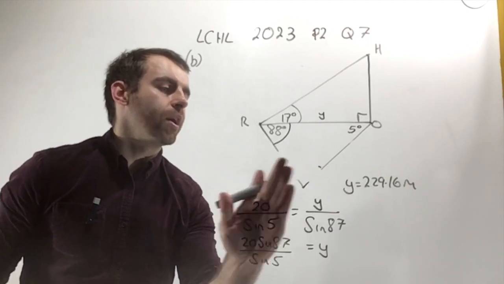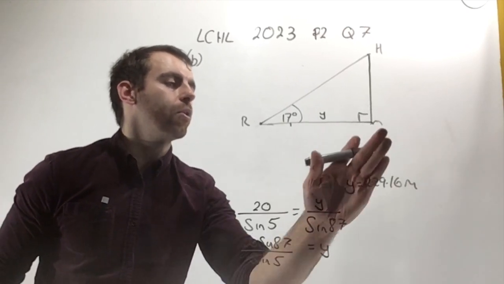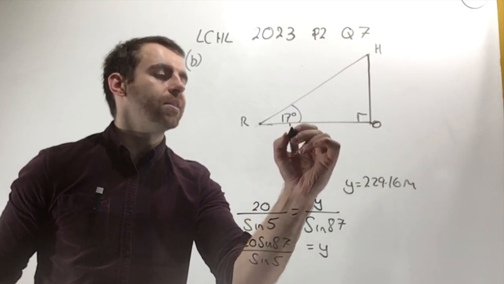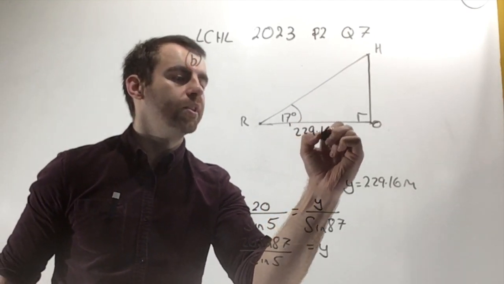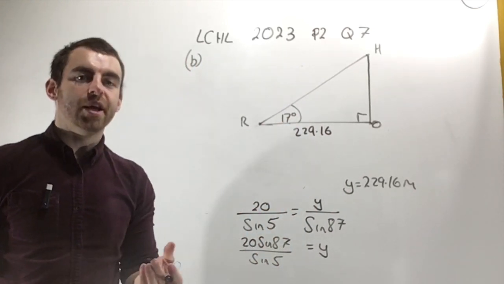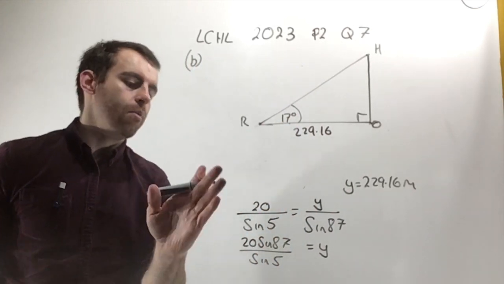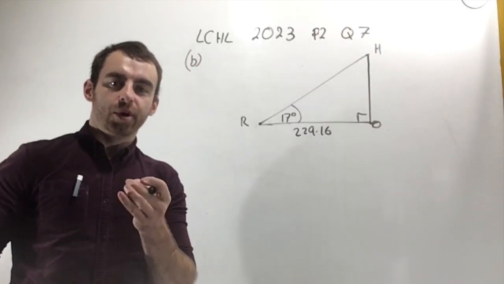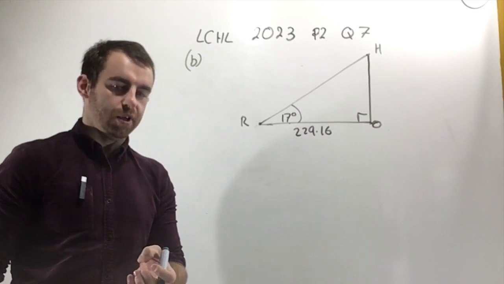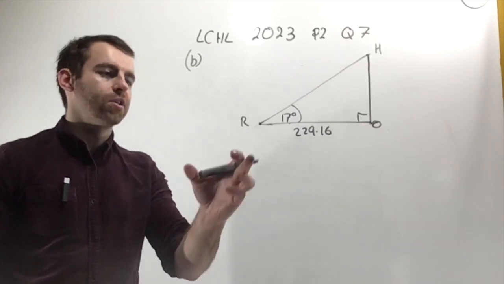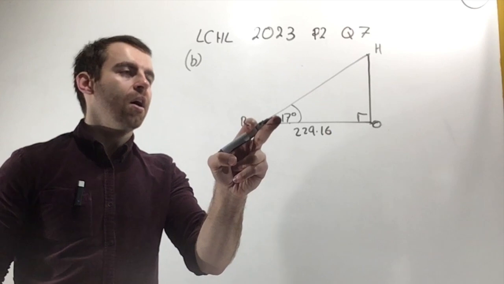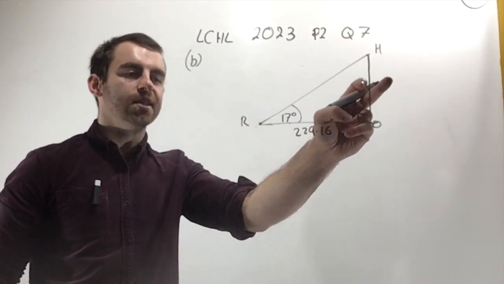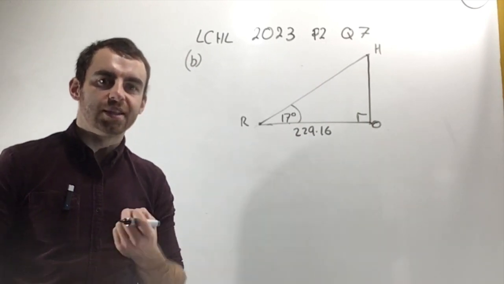For the rest of this question, I don't actually care about this triangle anymore. The only one I'm concerned with is the right angle triangle. We've worked out that this distance here is 229.16. So now I have enough information to work out OH. Remember that when you're dealing with right angle triangles, you should just worry about what you learned in junior cert trigonometry. This is a junior cert trigonometry question. I know the angle 17, I want to find the opposite, and I know the adjacent. So if I'm looking for the opposite and I have the adjacent, we're going to use the tan.